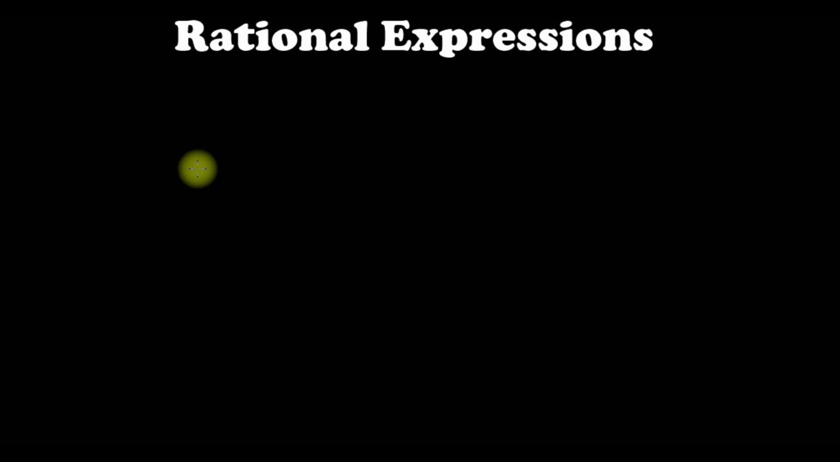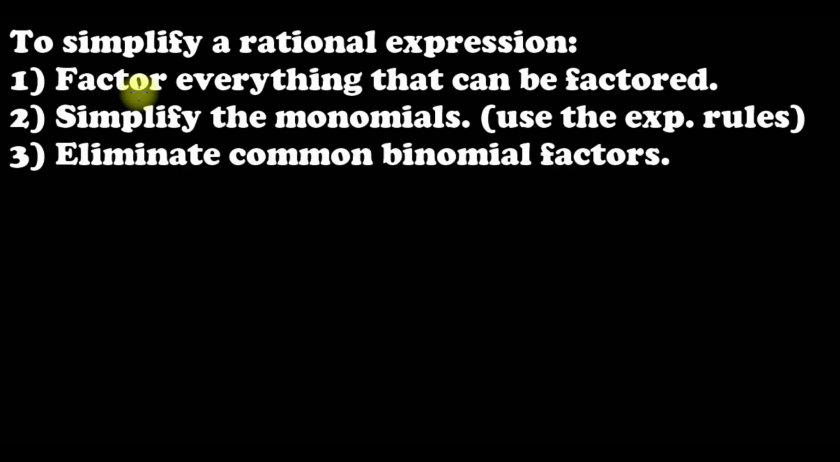In this video, I am going to show you how to simplify, multiply, and divide rational expressions. Now, a rational expression is a ratio of two polynomial expressions. So to simplify a rational expression, first thing is to factor everything that can be factored, and then you simplify the monomials. When you simplify the monomials, you want to use the exponent rules and then eliminate common binomial factors. So if you have common binomial factors, you can cross those out.